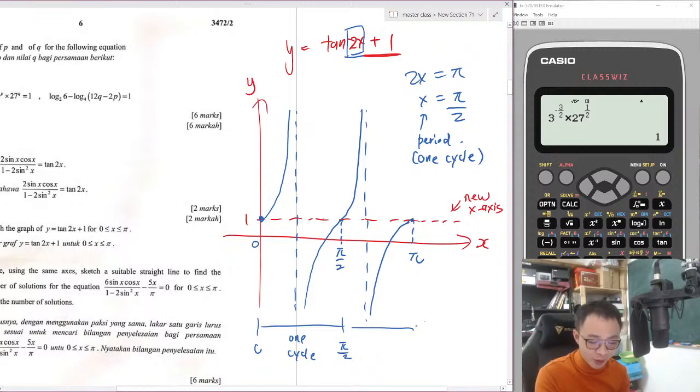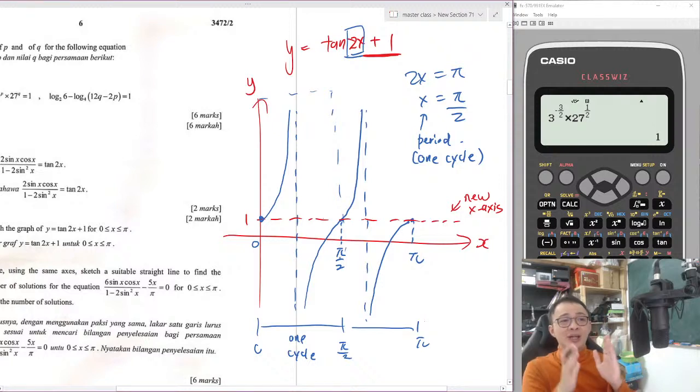From pi over 2 to pi, you see I'm actually repeating the first cycle. If you look carefully, from 0 to pi over 2, I already drew out the 1 cycle. The second, pi over 2 to pi, is basically a duplicate of the first cycle. So tangent 2x basically means you have 2 cycles in pi. This is the reason why you need to work out how many times you need to draw.